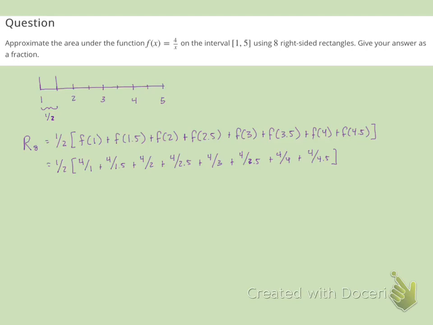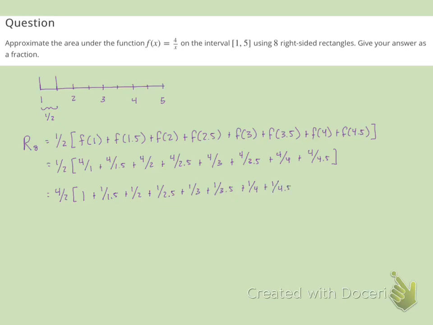And we could make this a little bit less tedious to type in if we factor that 4 out in front. So if we factor the 4 all the way out in front and divide it by 2, we'll have a 2 out there. So this will give us 1 plus 1 over 1.5, 1 over 2, 1 over 2.5, 1 over 3, 1 over 3.5, 1 over 4, and 1 over 4.5.